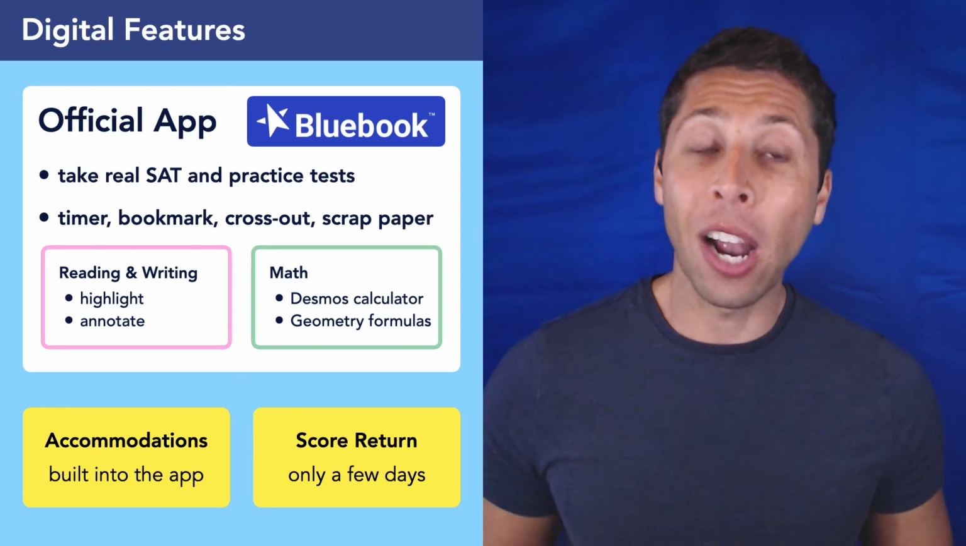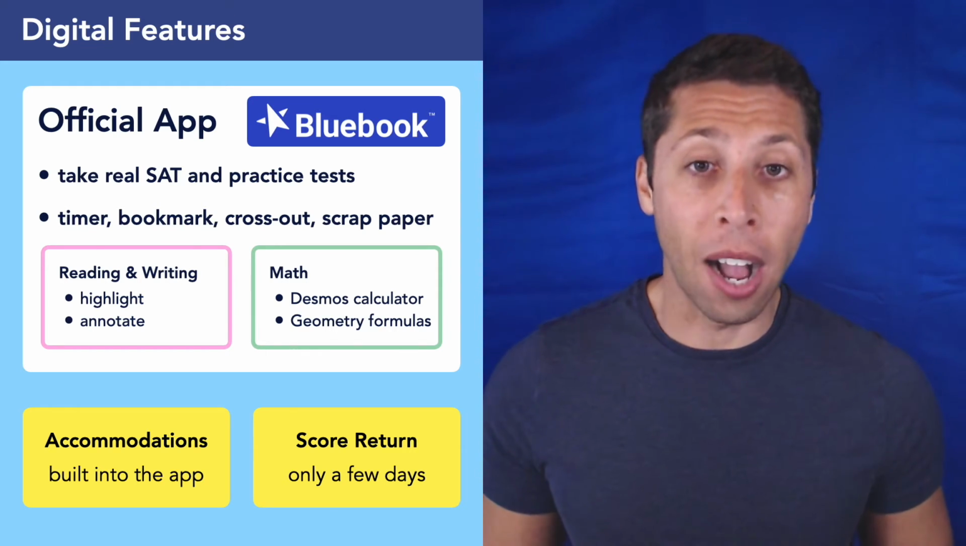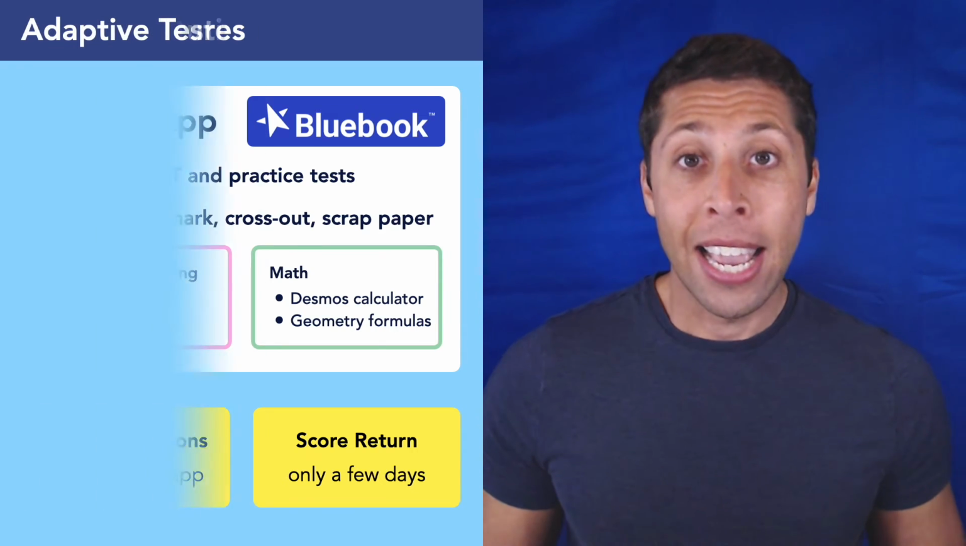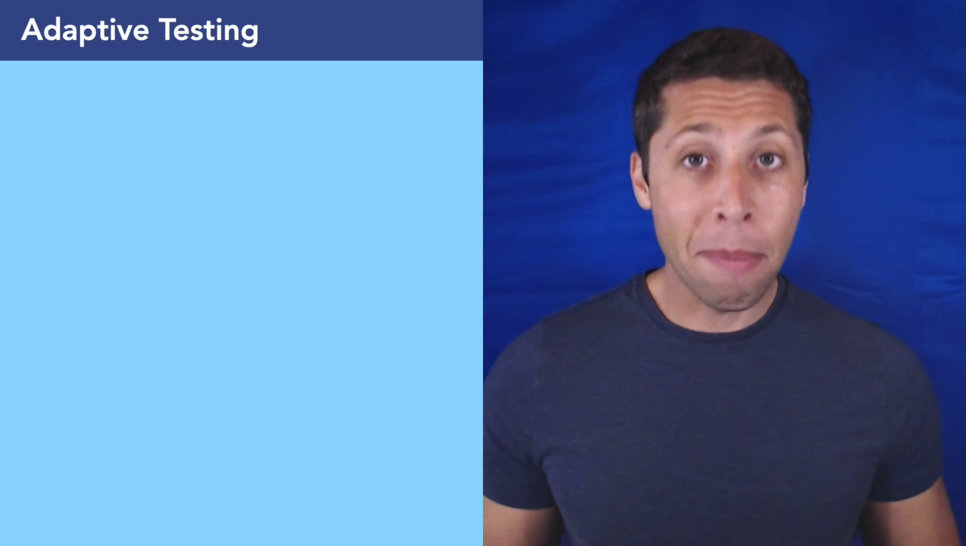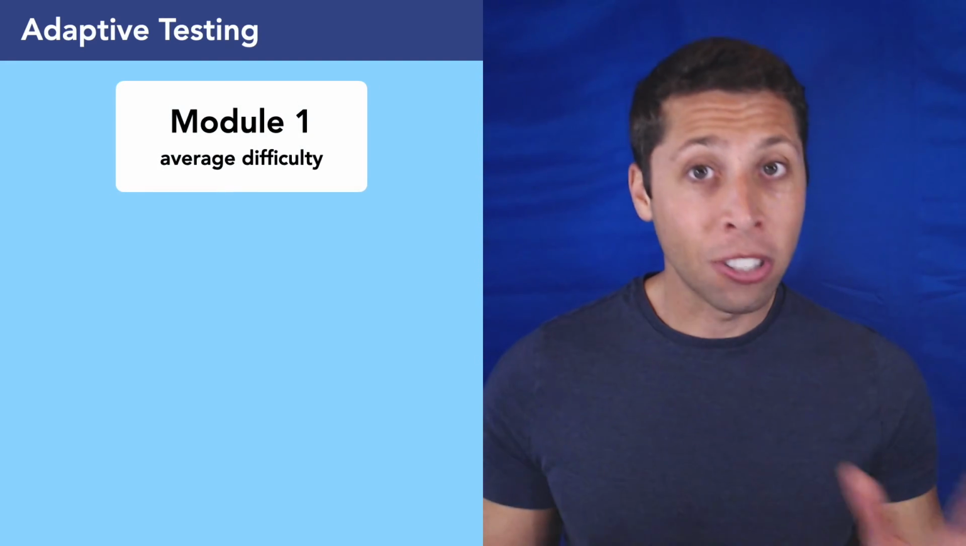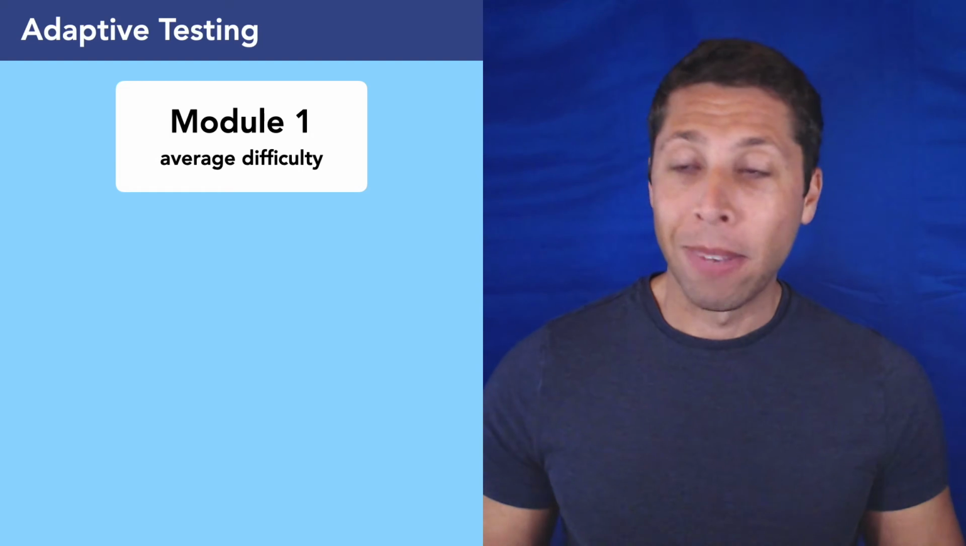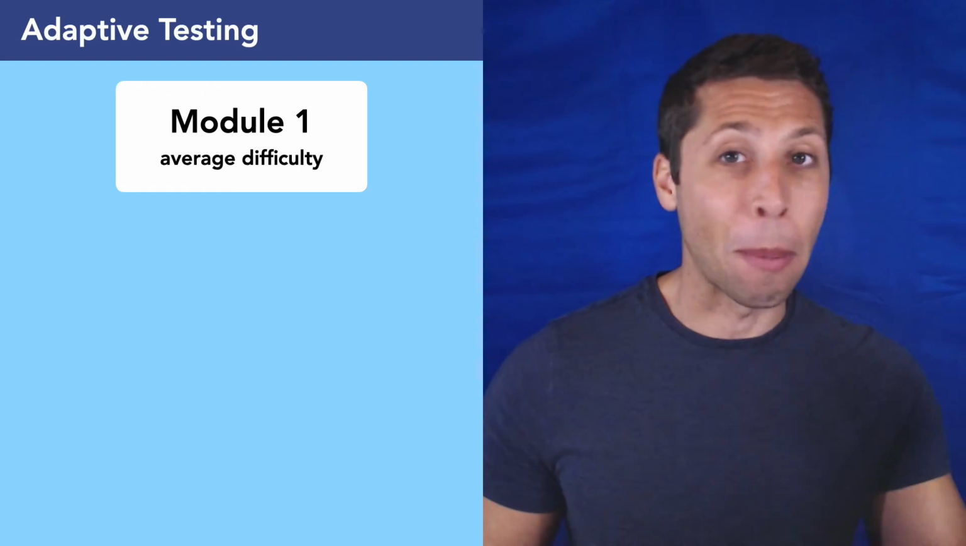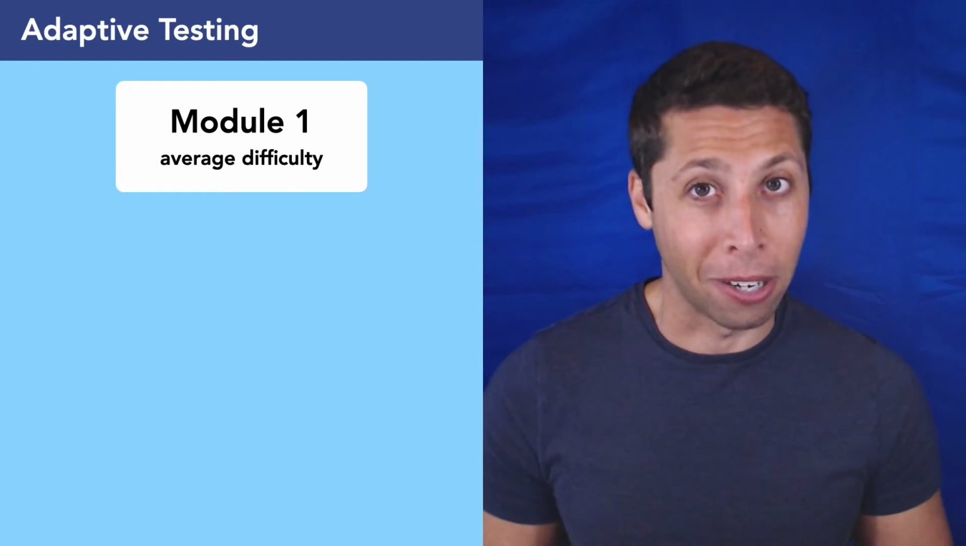But before we end here, I want to talk about the most important feature of the digital test. It is an adaptive test. So what does that mean? Everyone is going to take a module 1 for each subject that is average difficulty. It is going to have a couple easy questions, a couple hard questions. Most of them will be somewhere in the middle.